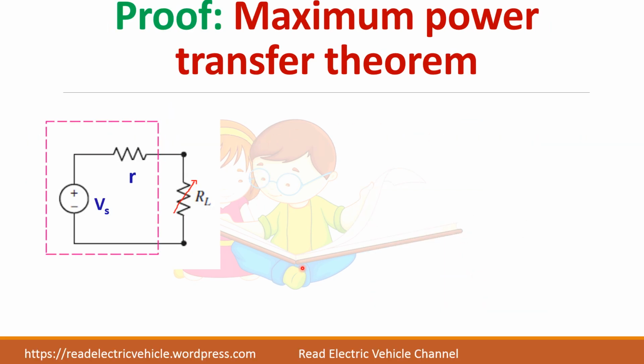So let us verify that maximum power transfer theorem. So we have a source, voltage source, and its internal resistance is this small r. What is IRL? IRL equal to Vs divided by total resistance. So R plus RL.